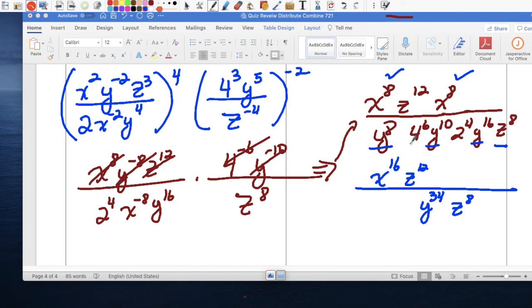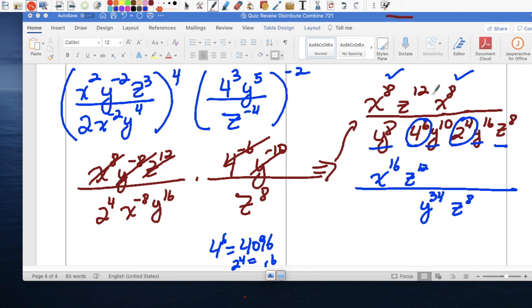And then I have 4 to the 6th power and 2 to the 4th power, which I'm going to use a calculator for. 4 times 4 times 4, 3, 4, 5, 6 equals 4,096. So 4 to the 6th power is 4,096. And then 2 to the 4th power is 2, 4, 8, 16, and that's 16. So I have to multiply this guy and this guy.